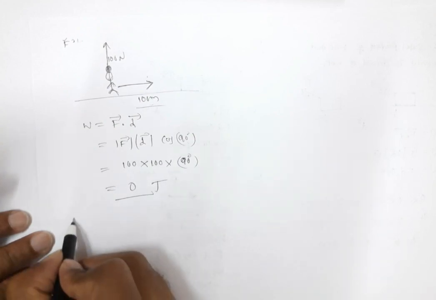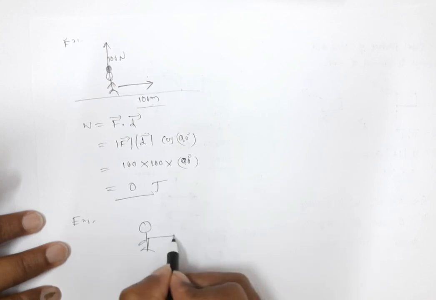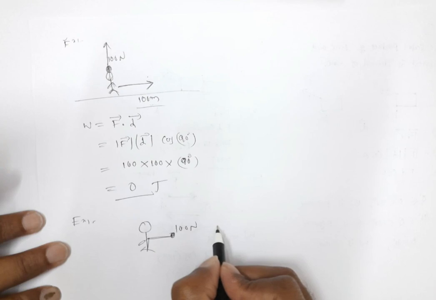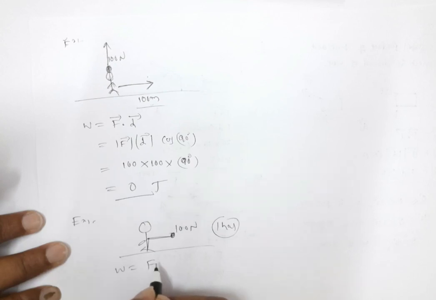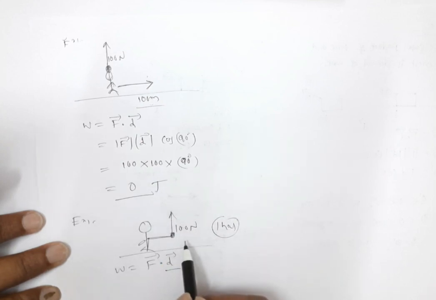And in another case, you are standing here and you are holding a 100 Newton object in your hand. You are holding it for 1 hour. So what is the work done? Work done is equal to the scalar product of force and displacement. In this case, you are holding this one, but is there any displacement? So the displacement value is 0, right? You apply force in the upward direction, but is there any displacement? No. So in this case, the work done is 0.